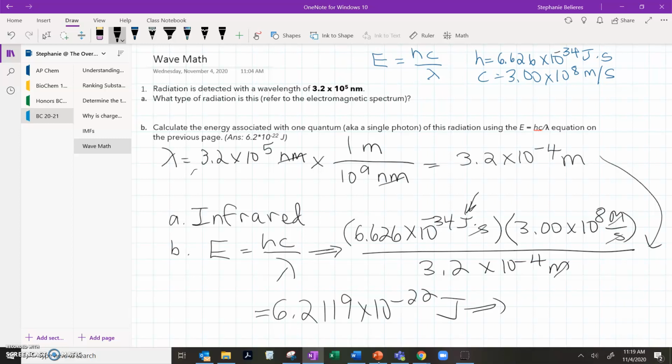So I'm starting with my given at 2 sig figs, so my final answer needs to have 2 sig figs. So the energy of this wave is 6.2 times 10 to the minus 22 joules. And that's much less than what we would see perhaps if we were to calculate the energy of a visible wave, which is on the order of 10 to the minus 18 joules. So this makes sense that something with a longer wavelength in the infrared part of the spectrum would have less energy than a visible wave, which has a shorter wavelength. And that's how you do it.